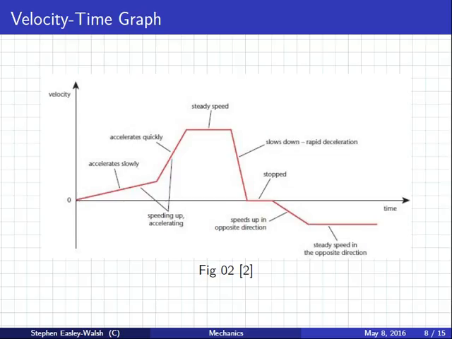Have people seen this type of graph before, or is this a new graph? So you put time here and velocity here. Okay? Have you seen it before? Yeah? No? Okay. Alright, continue.